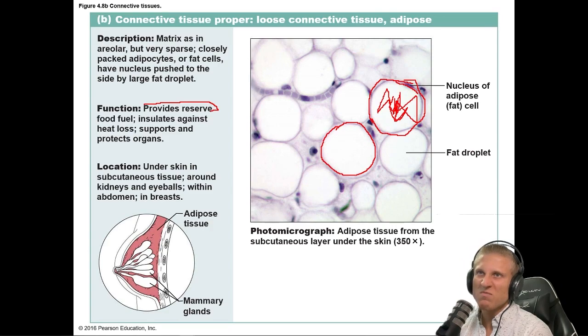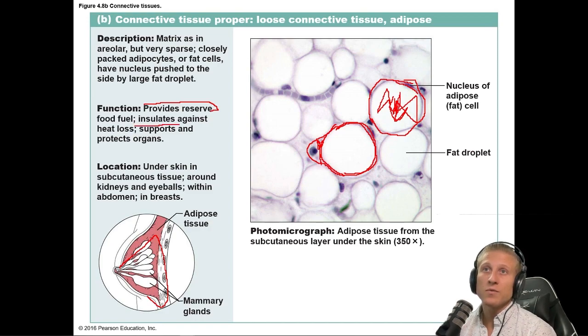The actual cell, I'm taking a guess here, the actual cell body and cell cytoplasm would be this space right here, but then it has a portion of its membrane that's wrapping around each of these fat droplets. We see this in a variety of locations. We see it in the subcutaneous layer under your skin, as well as around reproductive organs. So, for example, the mammary glands of a breast, as well as protecting reproductive organs in female anatomy inside the abdominal cavity, and a variety of other locations.